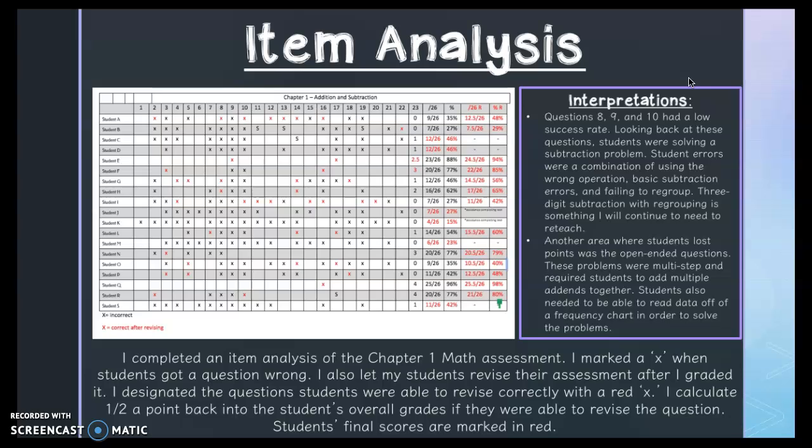And another area where students lost points as a collective group was the multi-step open-ended problem, and students were required to add multiple add-ins together. They were required to read data off of a frequency chart in order to solve the problems, and many students were confused by that, and I thought that was just a little bit unfair because Chapter 2 introduces them to data tables and reading information off charts and graphs, and so I was wondering if there was a different way the data could be presented to the students in order for them to solve those open-ended problems.